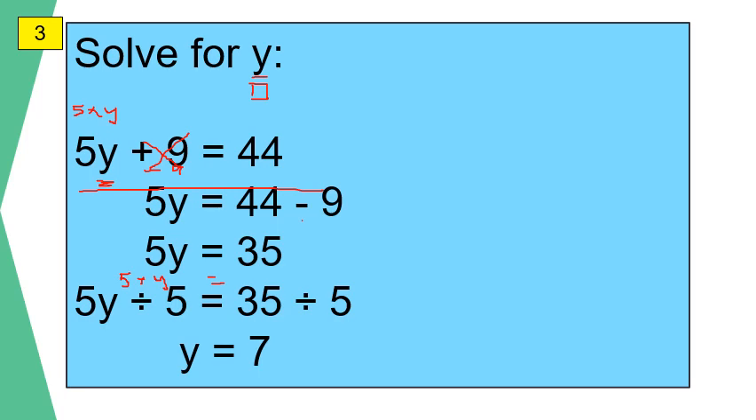So now I've found my answer. I've ended up with just y here, and on this side, I've ended up with 7. So it tells me that y equals 7. And that's my answer. Now I can actually test that out by inserting the 7 in here.